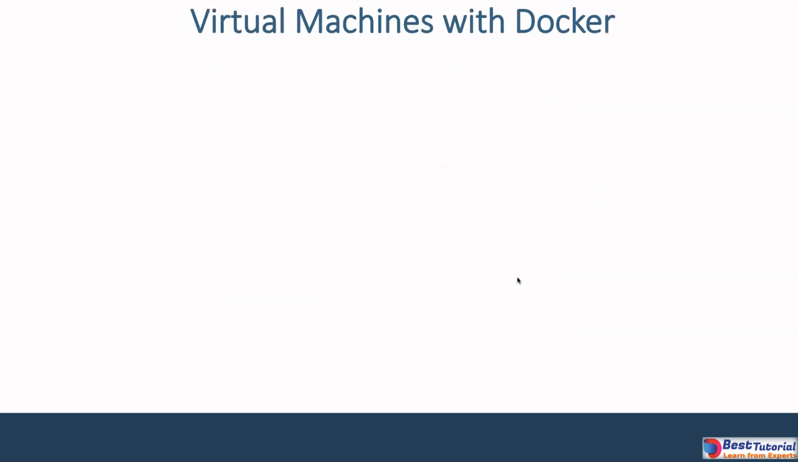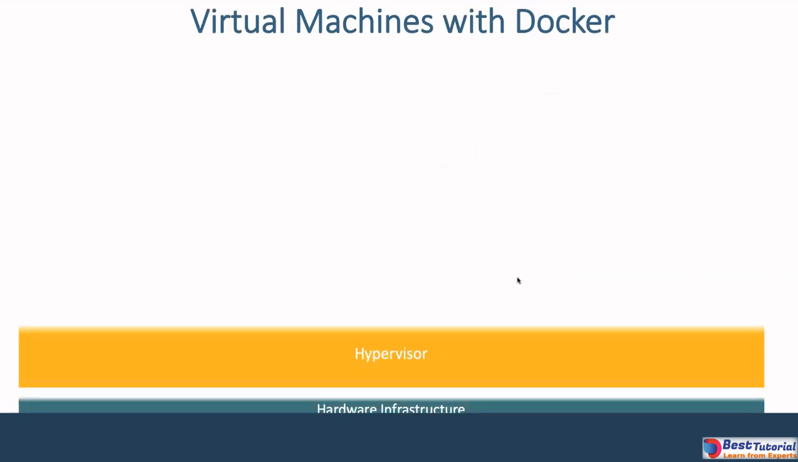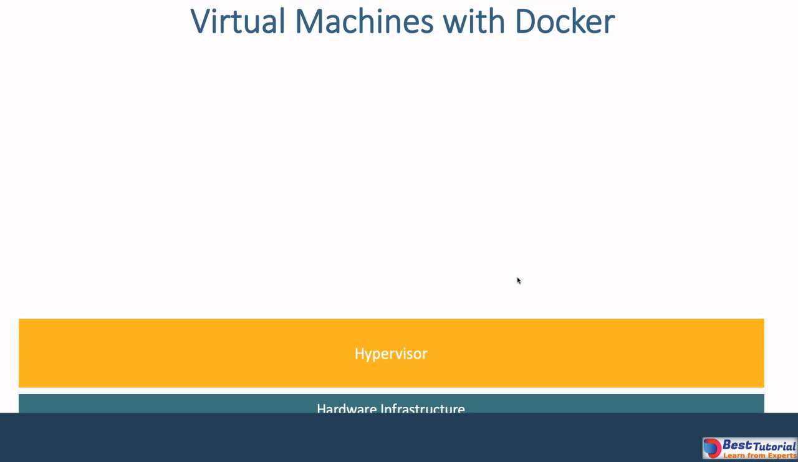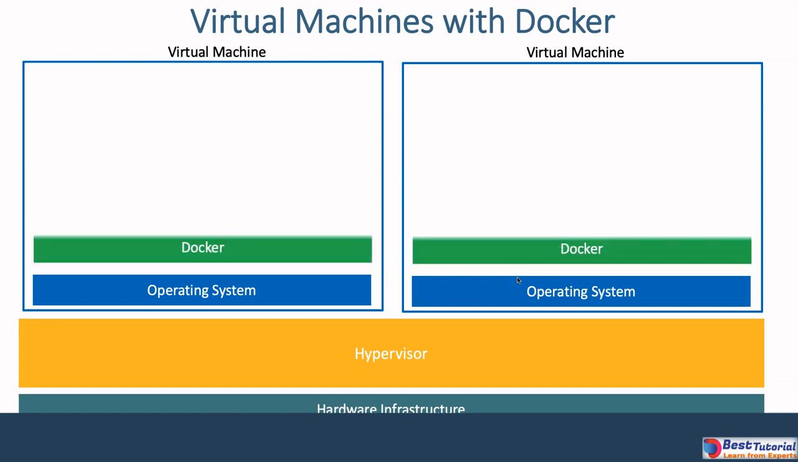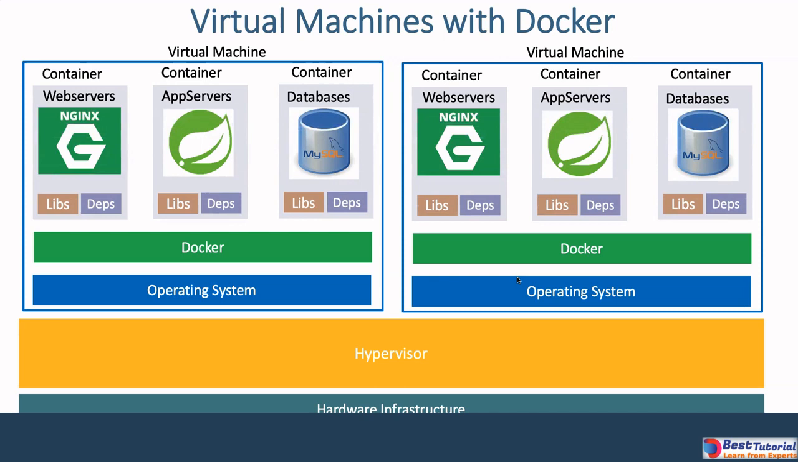So if you see here, on the operating system, we are going to install Docker. In the same way, if you see virtual machines with Docker, we have the hardware infrastructure, we have the hypervisor, and on that we are going to have the operating system for that virtual machine, and then we are going to install Docker, and then from there we are going to deploy our Docker images as containers on them.